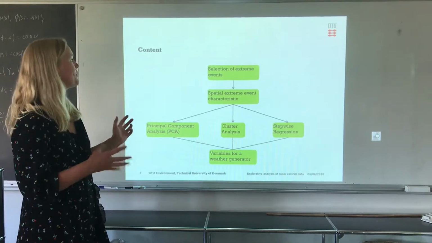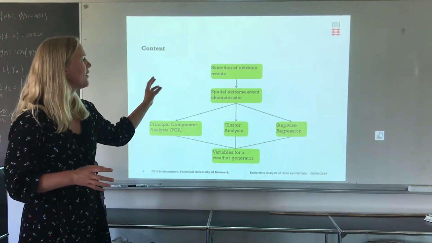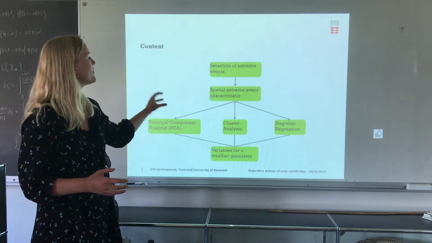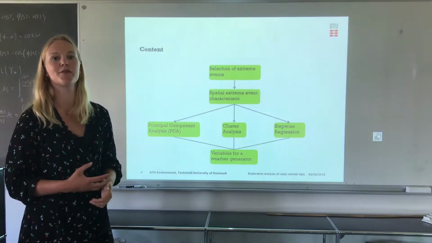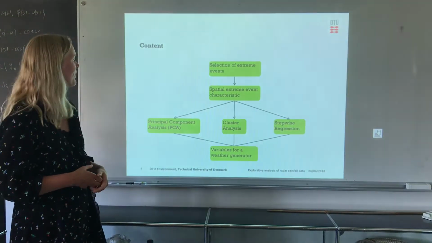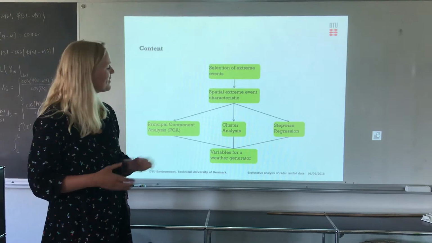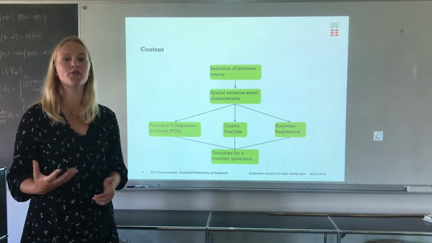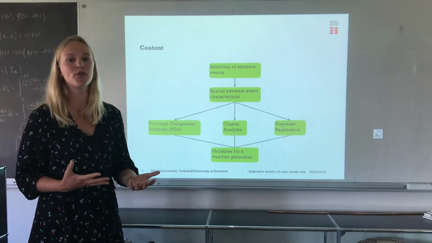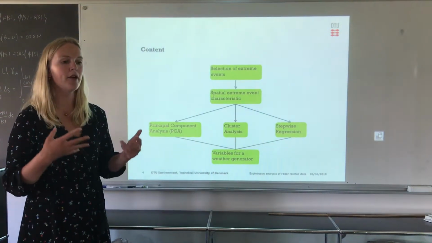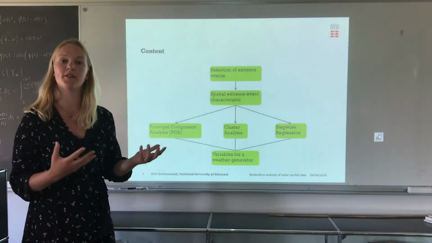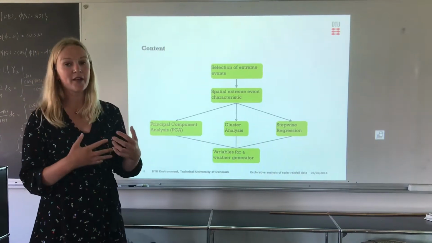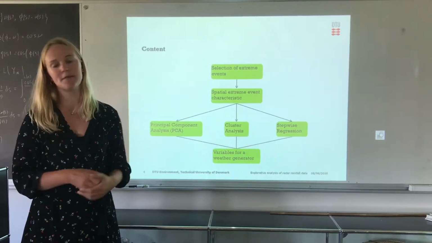So what I did in this project was that I selected a number of extreme events based on an extreme events selection, and then I used a spatial extreme events characteristic to describe these events. I applied 3 different statistical methods in order to come up with a preliminary guess or suggestions for which variables to use in setting up a weather generator, which describes rainfall spatially and temporal. And the project did not set up a weather generator, so these are the preliminary steps.